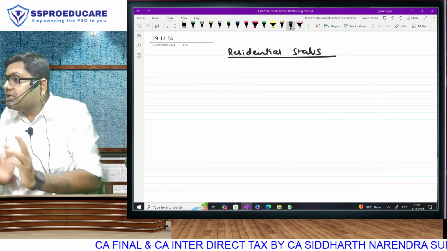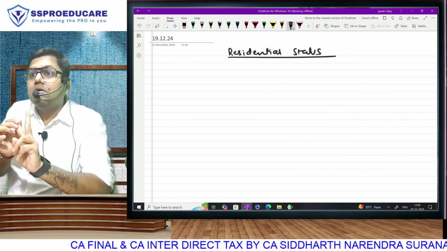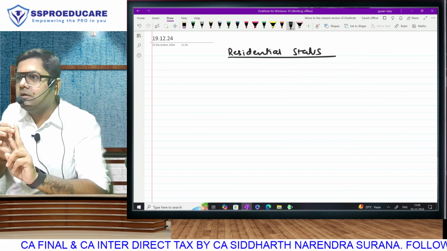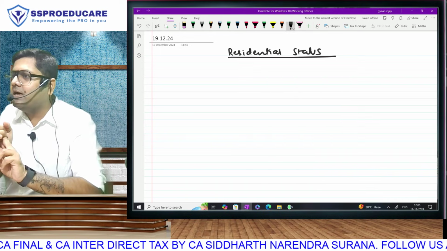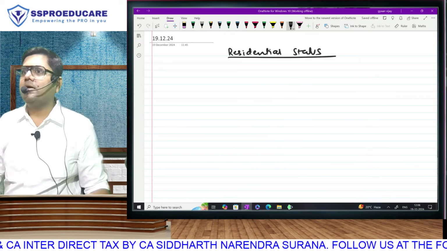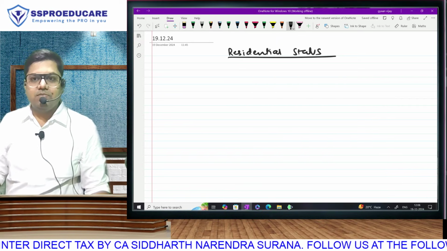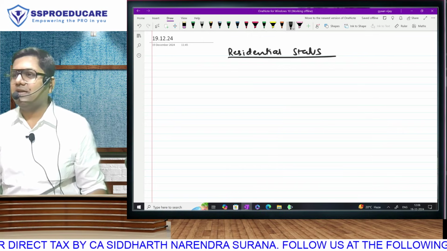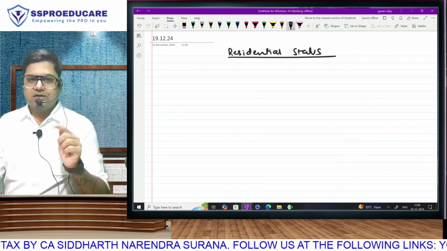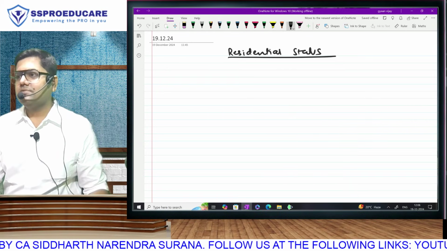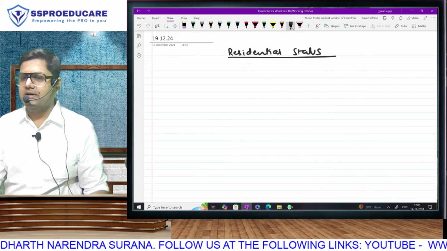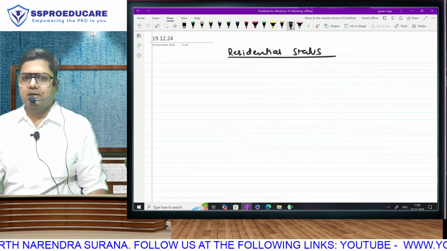The income earning process has two activities: work and get paid. Working for the income and getting the money. If both activities are in India, obviously it is Indian income. Both activities outside India, obviously it is foreign income. But there are two in between activities. Kya sir? Work done in India and payment done in foreign country, and vice versa. Work done outside India, payment made in India.